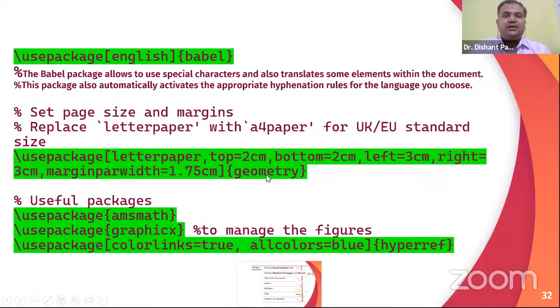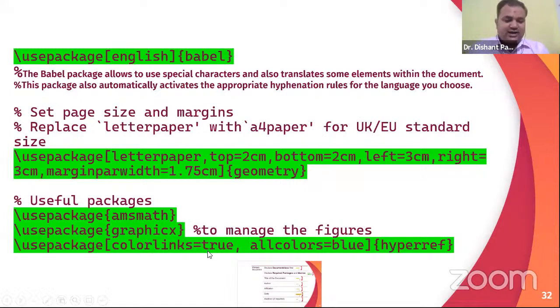Similarly, in geometry, what kind of changes do I want? I can go with the letterpaper option, or maybe the A4 option for UK and EU standard size. And then this is the top margin, I mean, the space between the actual paper border and your document's starting point. Similarly the bottom margin, the left margin and right margin, and then the marginparwidth, which is set at some centimeters. Once you do this, you will have the output in the desired form.